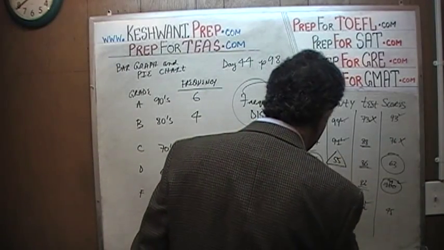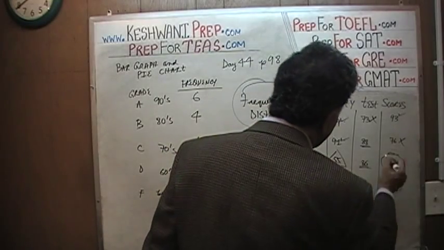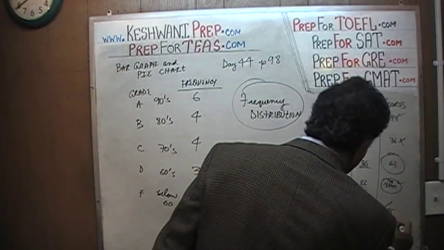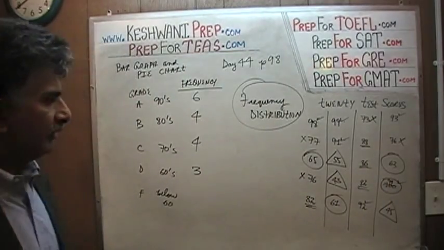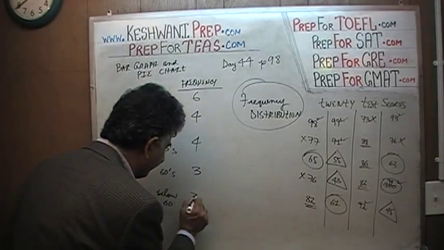I'm going to put a triangle on them. This is taken care of, these are taken care of, these are taken care of. Oh, there is one more. So we see 3 figures in the triangles. Those are the ones that are below 60. That's it.